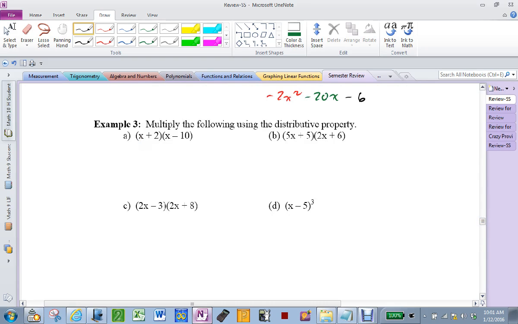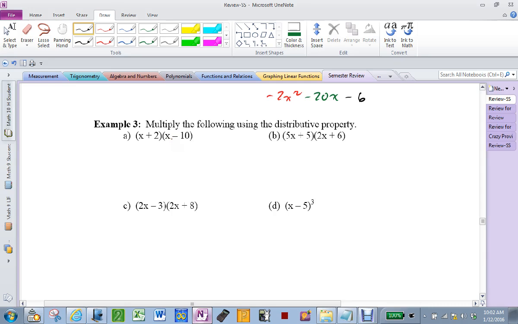Now, if the shortcut screws you up, should you try to use it? No. When are you allowed to use shortcuts in any path of life? Anything you are doing, when is it appropriate to use a shortcut? When you already know how to get there the long way. Do you understand what I'm saying? If you cannot do FOIL here, do not try the shortcut.